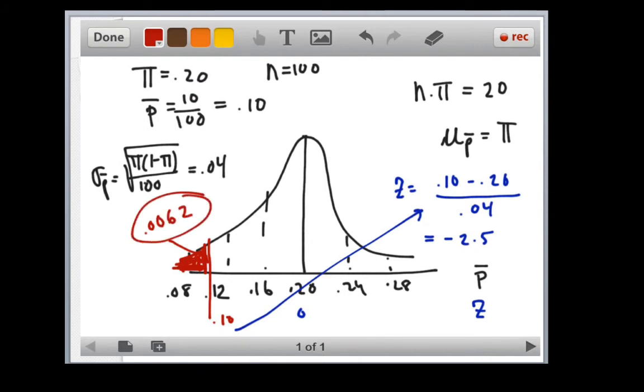So 0.6% of the time would 100 calls result in 10 sales or fewer. And so that may be enough evidence to consider Charlie potentially slacking on his cold calls, and not just attributed to random chance.